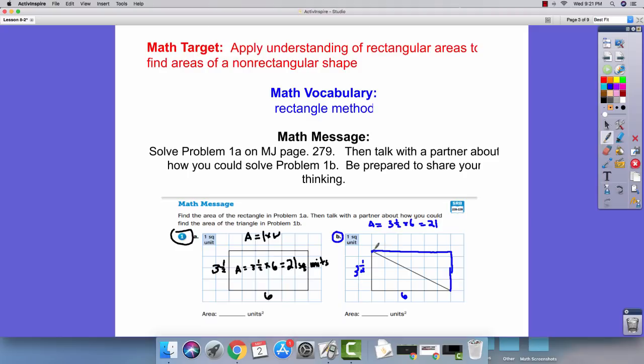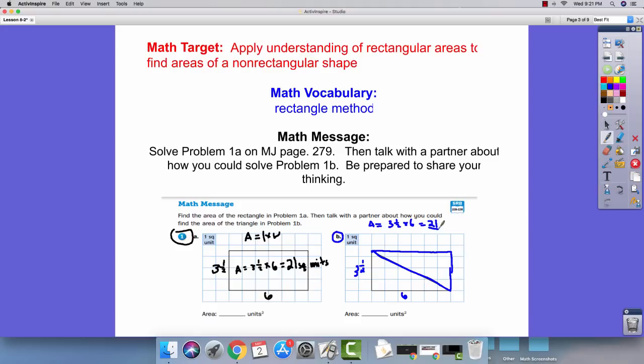Well, if you guys are noticing here, this rectangle here is exactly half of this rectangle. It's exactly half of it. So we can take our area that we found for this entire rectangle and divide it by 2. Or we can just find a half of it, which is the same as multiplying 21 by a half.